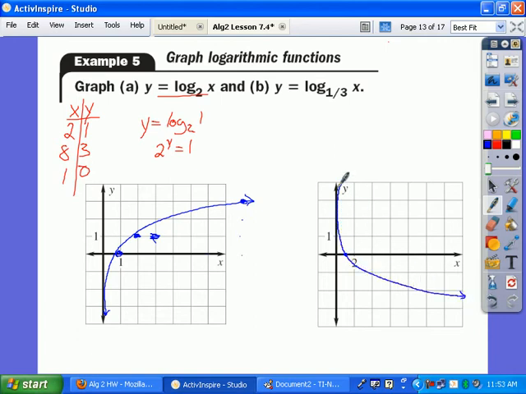Again, the domain in both of these cases is from 0 to infinity. The range is all real numbers, and in the second example, all real numbers.